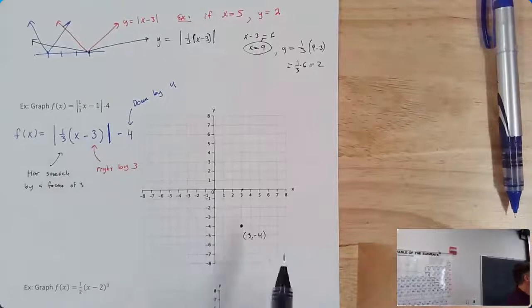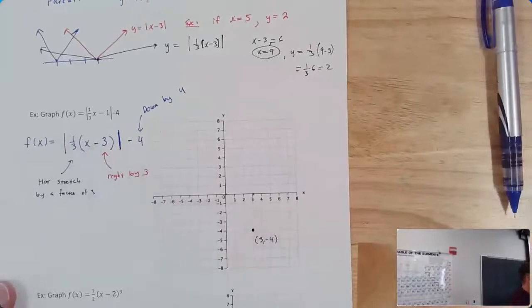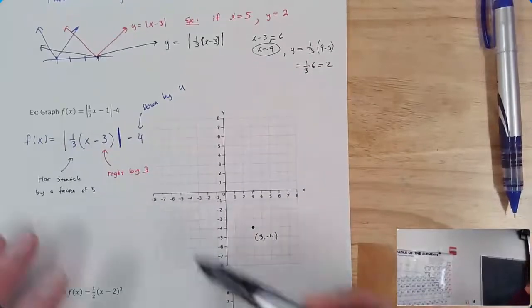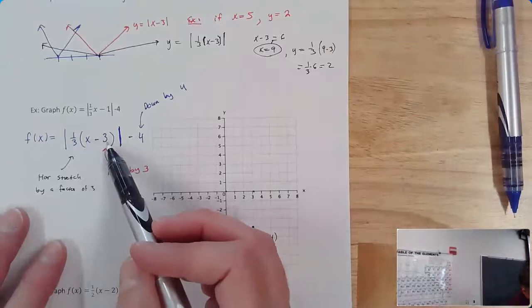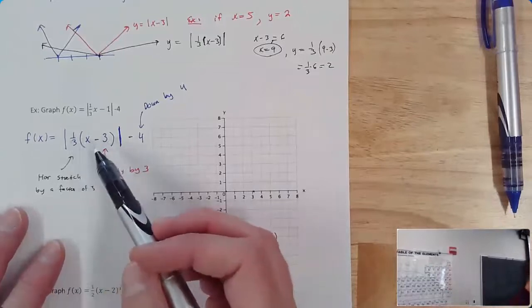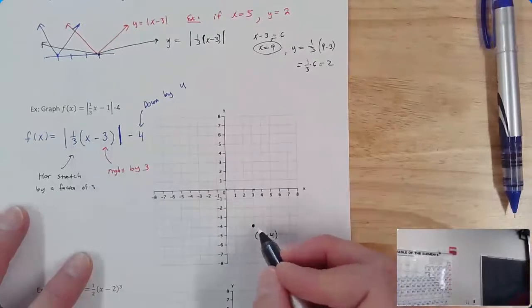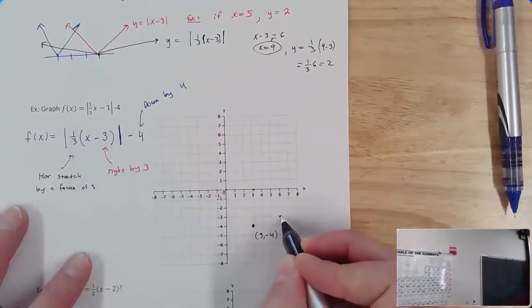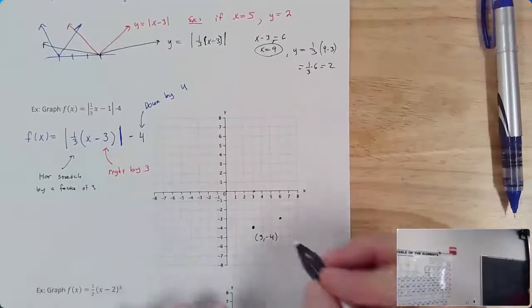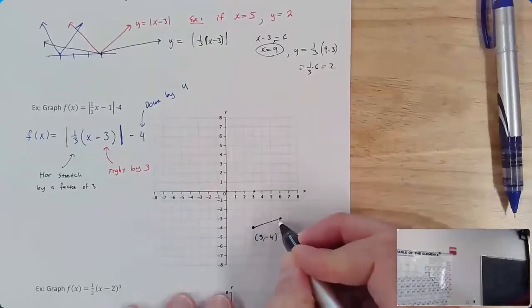What's the next biggest value of x I can plug in that's going to be easy to, after I subtract 3, multiply by 1/3? 6. I plug in 6, 6 - 3 is 3, 1/3 times 3 is 1. Absolute value of 1 is still 1, 1 - 4 is -3. So I've gone over to 6 with the value of -3. And then I can say, well, it's going to look like that.